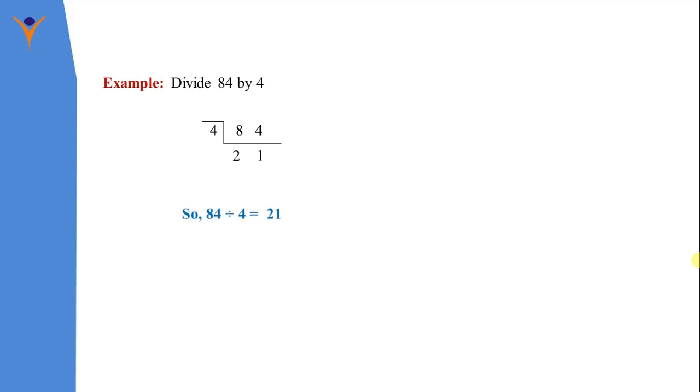Good. And yet another example here says divide 64 by 2. We draw the symbol, 64 on the right and 2 on the left. We start again from the left hand side. 6 divided by 2 is 3. And then no remainder, so 4 divided by 2, that gives us 2. So we have 32 as the answer to this question.